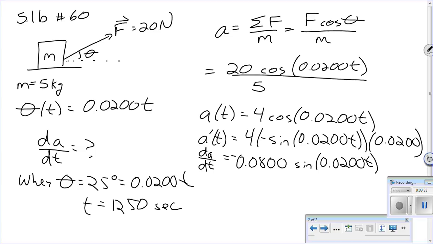All right, so now you just plug in your time and you're done, right? Because we're trying to find the rate at which the acceleration is changing at this time. So plug that time in and there's your answer. Cool? If you were confused by it, on the answers I wrote jerk equals. That's a physics term, right? The jerk is the rate at which your acceleration is changing.